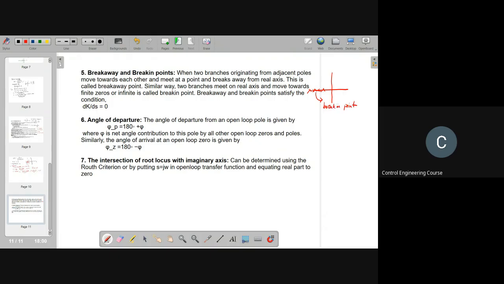Okay, and one may go in some direction like this and another one may go in another direction, and these two may intersect. If there is a zero here, it will go to here, another one will go here. This means here it is diverging. This is called the breakaway point.